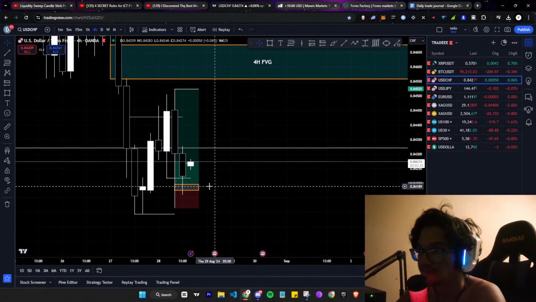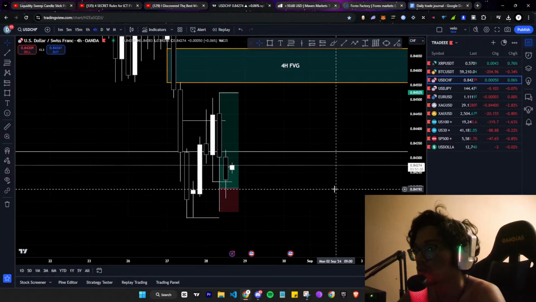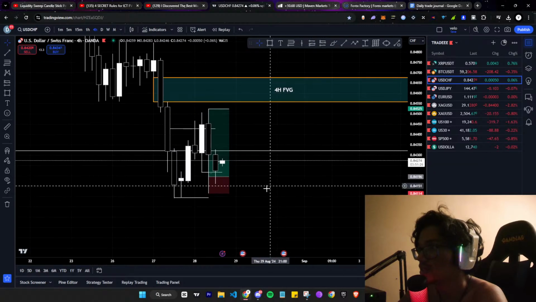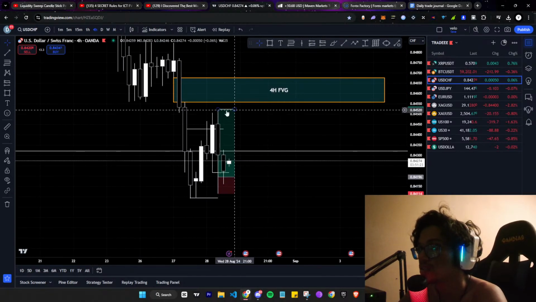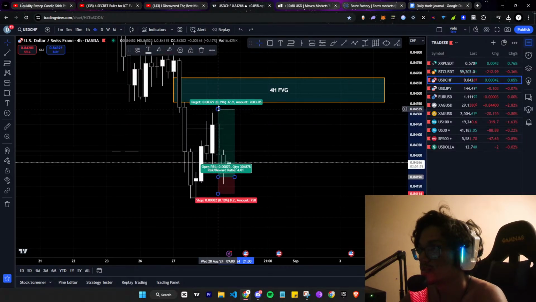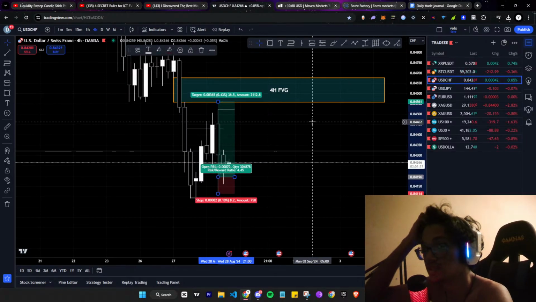Drop right after. Okay, so overall we have a bullish bias because there's no other lows, right? We have a bullish bias on the 4 hour, so I'm expecting price to eventually even go towards this, because this is a 4.45 trade.